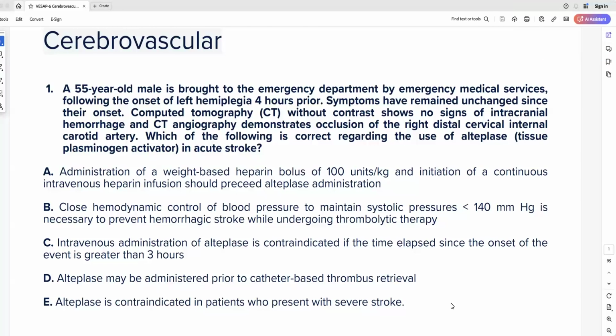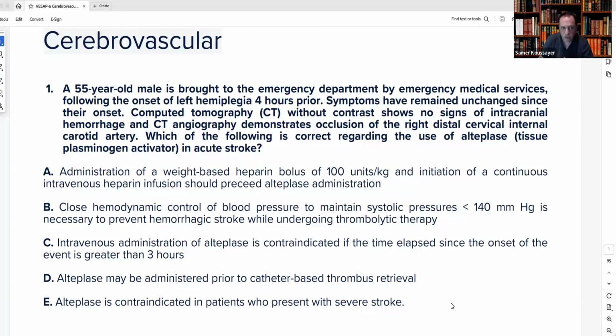Yes. When we plan to give tPA, we don't give heparin with tPA because it increases the risk of bleeding. So anytime you're planning to give a patient tPA, you should not give heparin. If the patient came after 10 hours and you're planning just conservative management, then you may think of giving heparin. But if you're planning to possibly give tPA, don't start heparin.